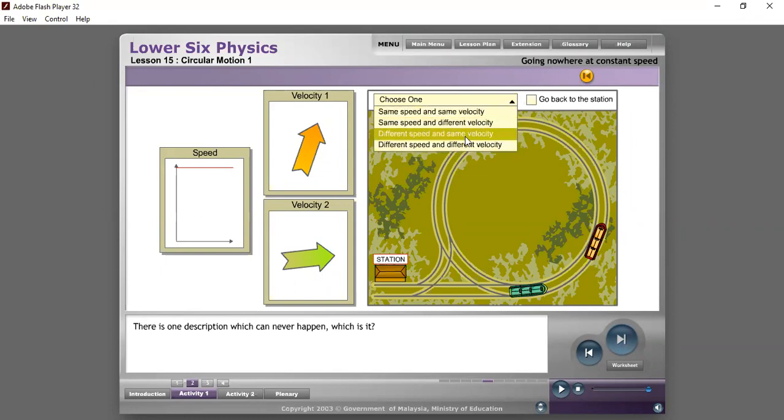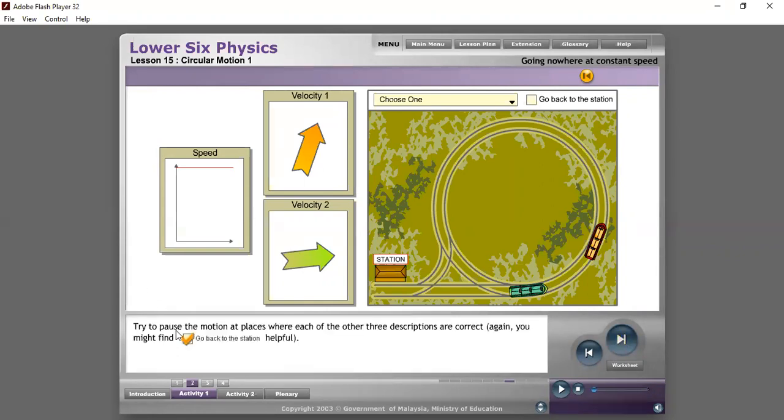Different speed and same velocity. Is it possible? Okay, that means no. If different speed, that means different velocity. Impossible: different speed with the same velocity.